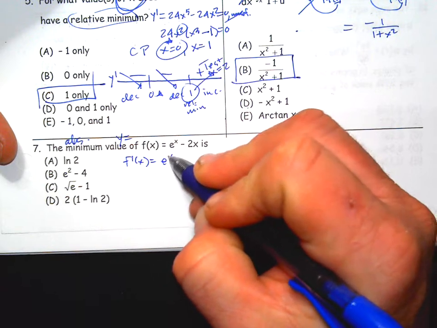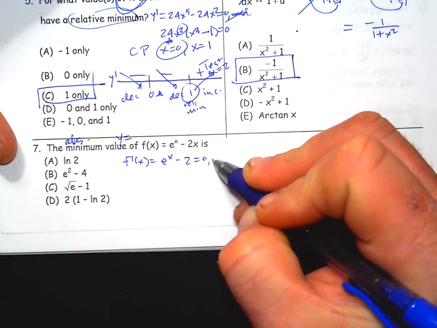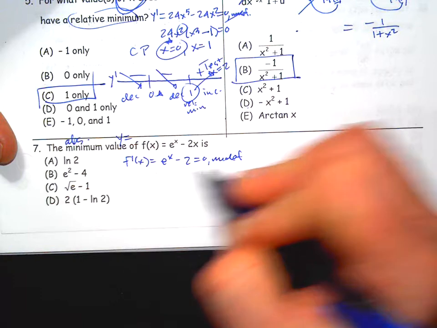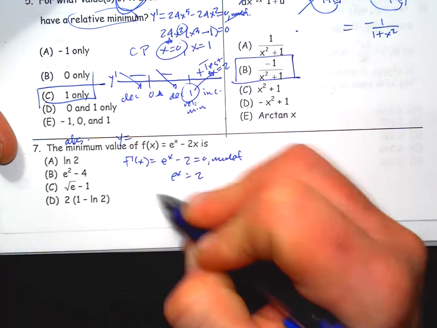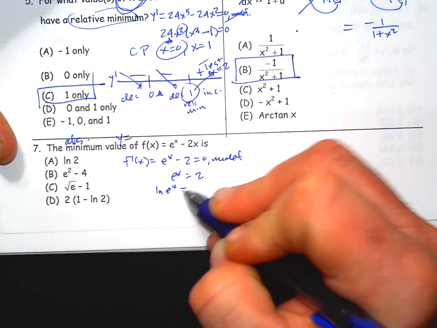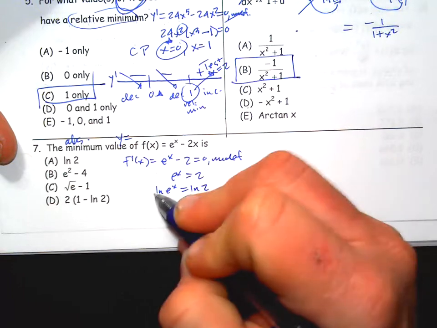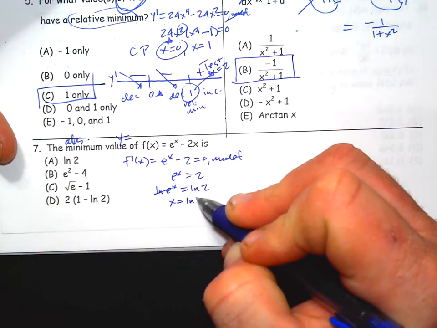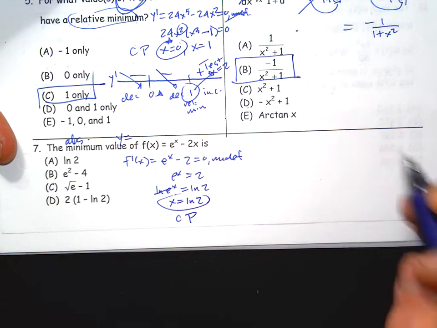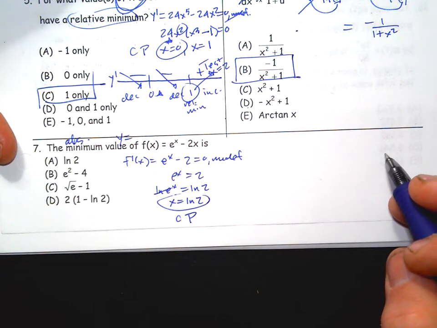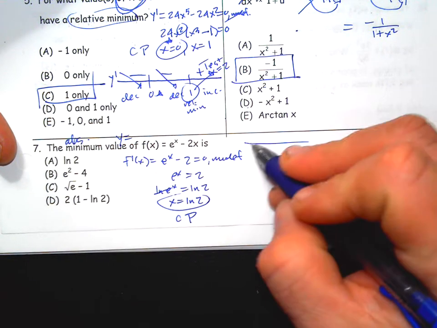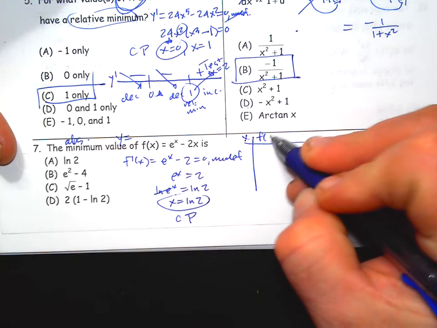So take the derivative, set it equal to 0 or undefined. So e to the x equals 2. Take the natural log of both sides. So x equals natural log of 2 is your only critical point. If we did a table, we'll plug it back into the original.